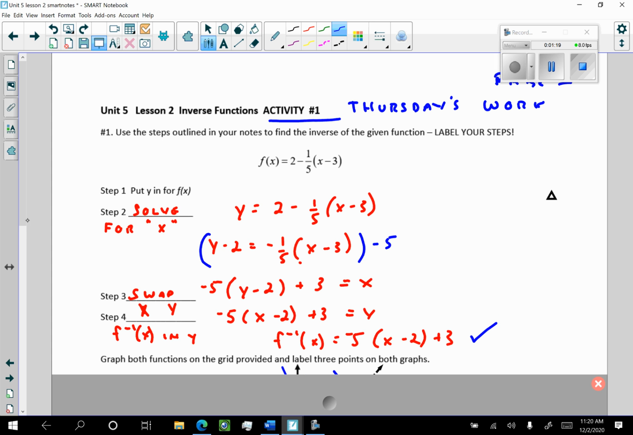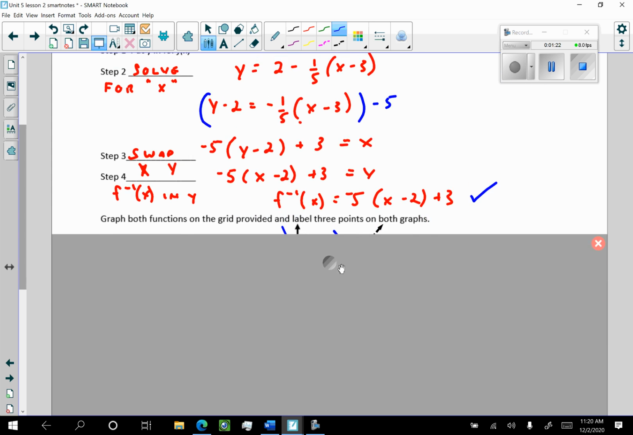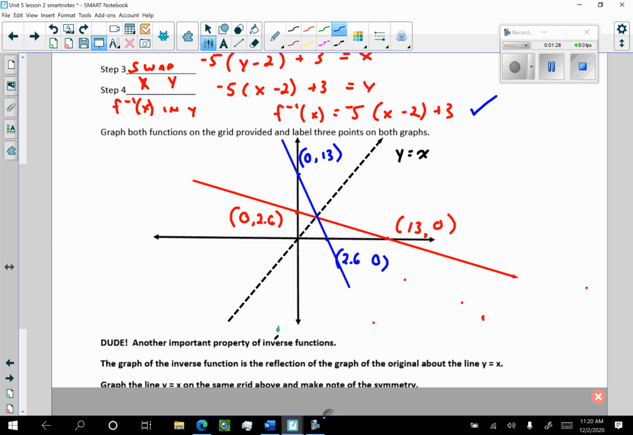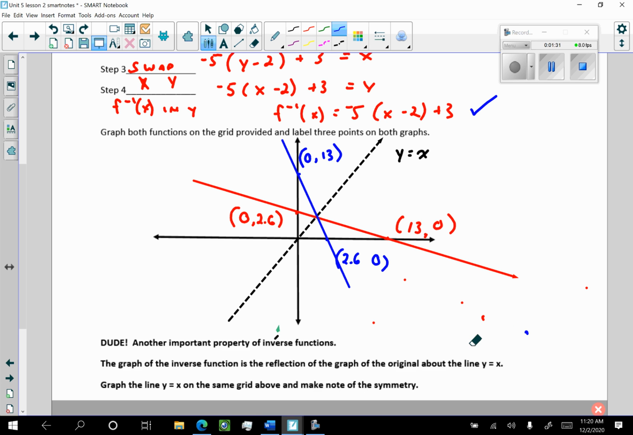One of the reasons why I did that is because I want to show you this right here. Another property of inverse functions is that they are a reflection. Remember your geometry. The graph of the inverse function is the reflection of the graph of the original about the line y equals x. So if I took that red line and flipped it over the line y equals x, the red line would become the blue line. And keep in mind, the blue line is f inverse right here, and the red line is f of x.